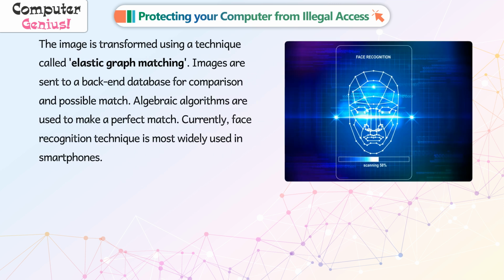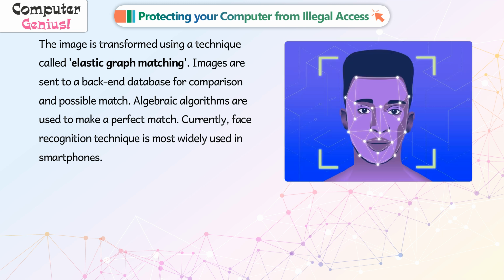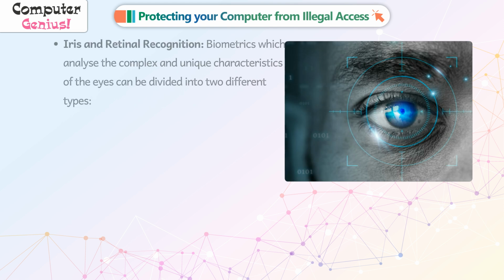The image is transformed using a technique called elastic graph matching. Images are sent to a back-end database for comparison and possible match. Algebraic algorithms are used to make a perfect match. Currently, face recognition technique is most widely used in smartphones.